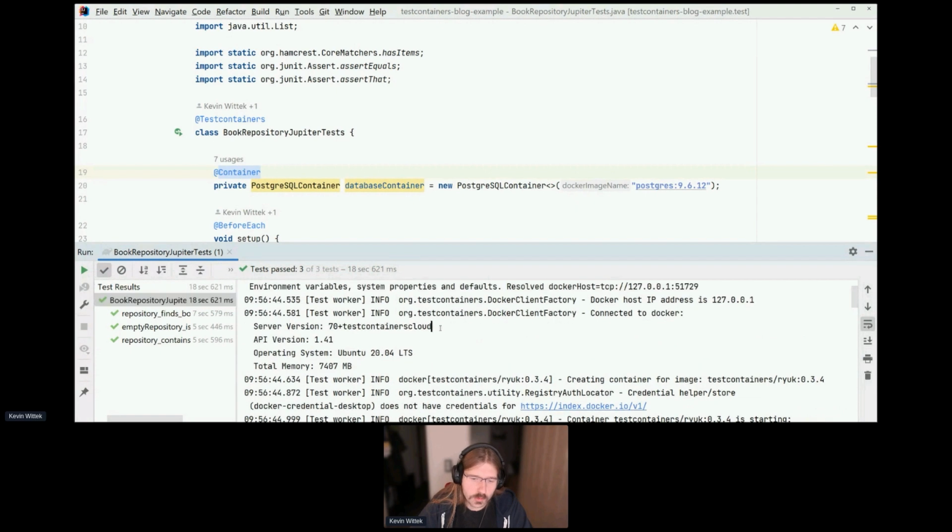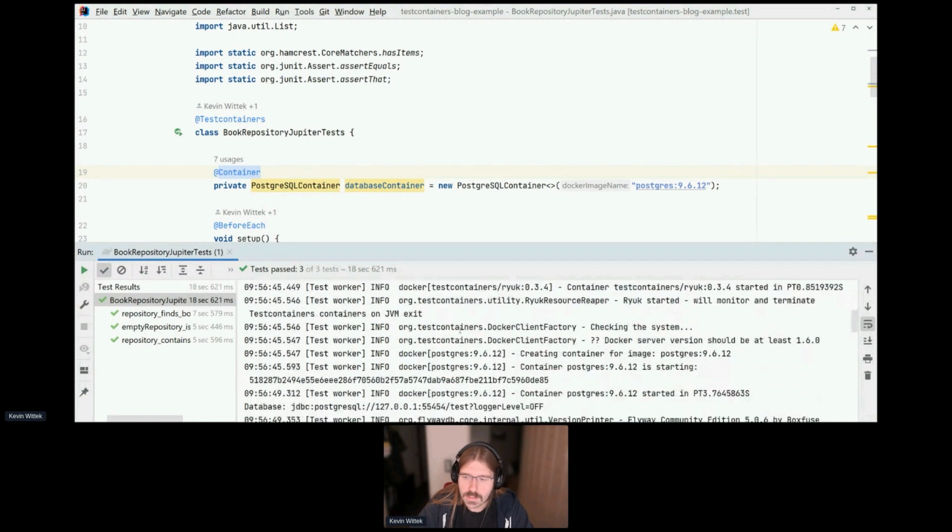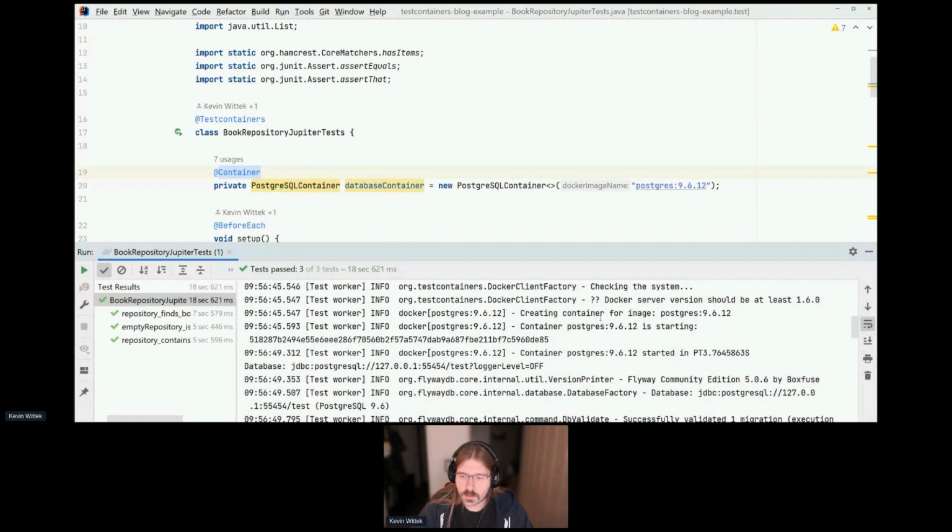In this case, I'm not using my local Docker, but I'm using our product, Testcontainers Cloud, but it would work the same with my local Docker Desktop here on Windows. And then we see here the container gets created, the container starts. Starting a container takes roughly 4 seconds for Postgres, which is fine.